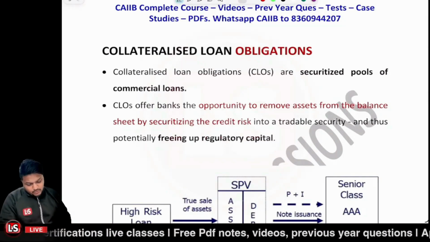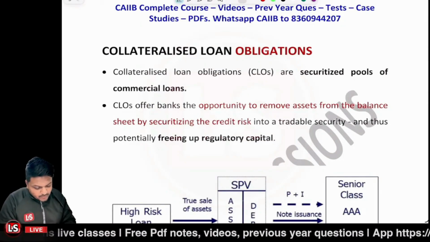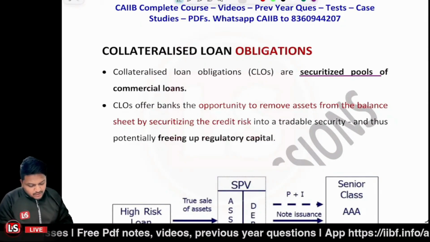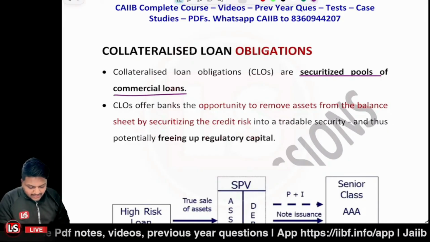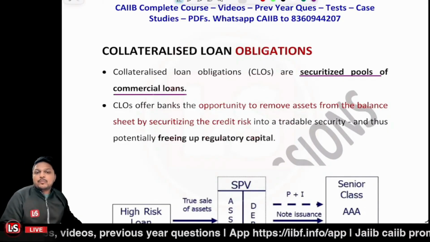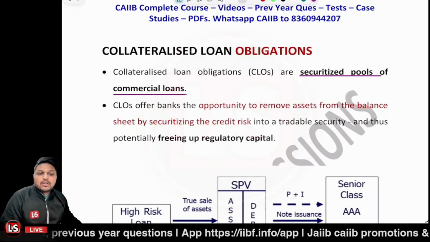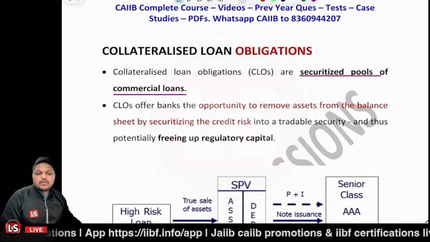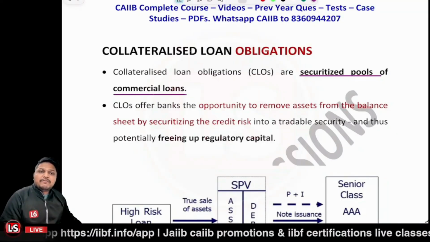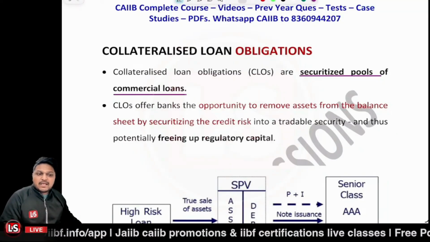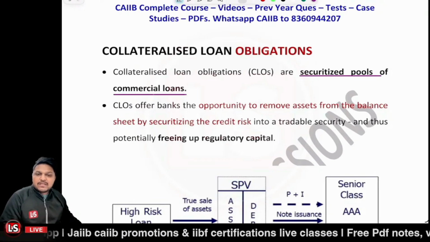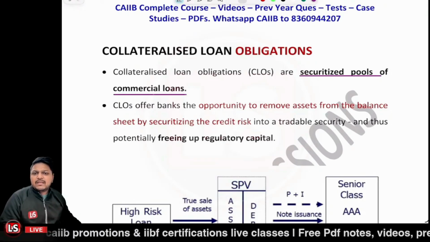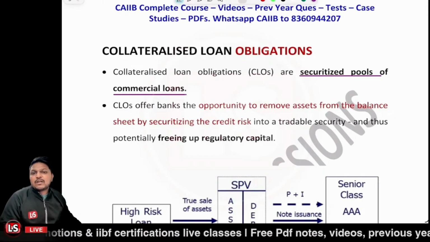Now CLO is going to be a securitized pool of the commercial loans. It's basically securitization of the commercial loans. And in the case of CLO, whenever the security receipts are issued, those are issued in different tranches, like for senior class, mezzanine class, substandard or equity class, right? In that way the security receipts are going to be issued.